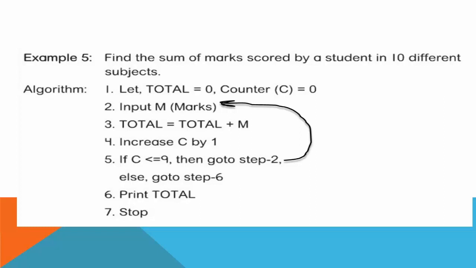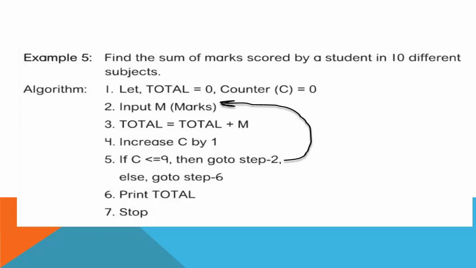Now the C is 1, we are going back to step 2. Again enter the second subject mark. Then the new total will be the old total plus new M. Again increase C by 1, that means 1 plus 1 equal to 2. The value of C will be 2 now. Then again come to step 5. C is again less than or equal to 9. Then again we are going to step 2. Like that, when C is equal to 9, again we are going to step 2.